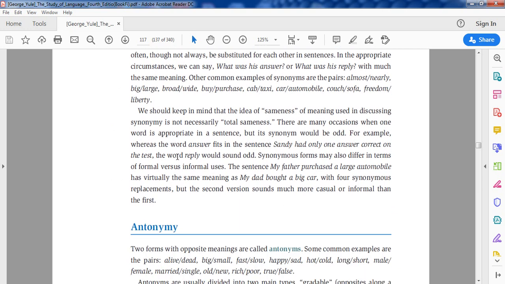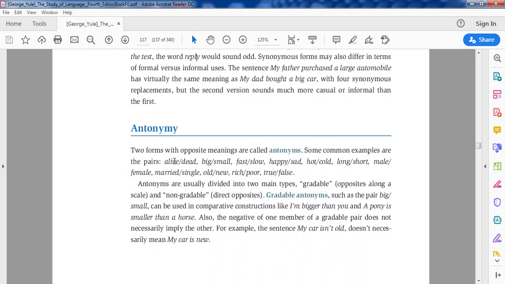Then we will come to antonymy. Actually, antonymy is the opposite of synonymy. In antonymy, we have words which are opposite in meanings. For example, when I say hot, cold, they have opposite meanings. But actually, sometimes they are not fully opposite. So we'll talk about gradable antonyms and non-gradable antonyms.